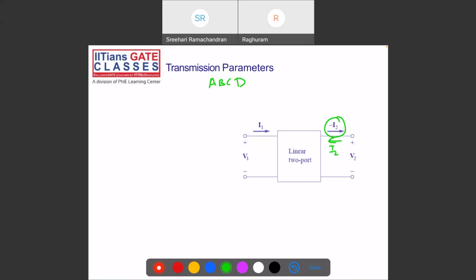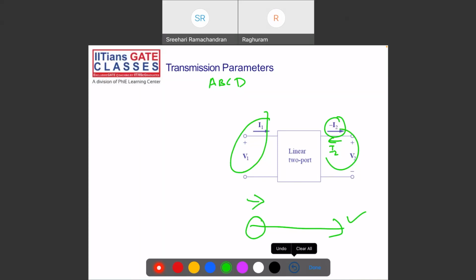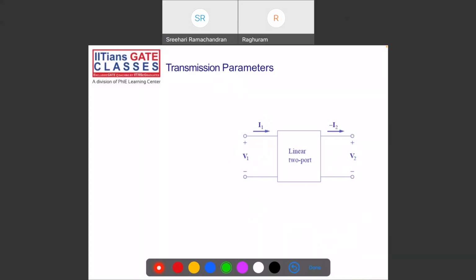In transmission parameters, usually I'll know the sending end voltages and need to find the receiving end terms. This is my transmission line, this is my sending end, and this is the receiving end. I know the sending end details and need to find the receiving end details. Sometimes I can find the receiving end values, V2 and I2, and need to find V1 and I1. Either way. So transmission parameters are like this: V1, I1, and V2 and minus I2.